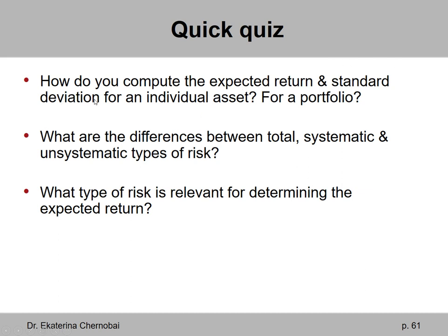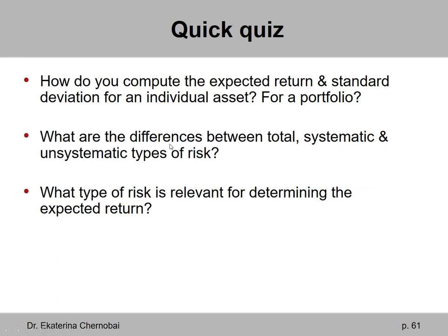The standard deviation for an individual asset is actually kind of the same thing, except where you would be multiplying the probabilities by the return in that state, you now multiply the probability by the squared difference between the return in that state and the expected return. For a portfolio, it's kind of the same thing, except you need to first calculate the portfolio return in each state. So it's a little bit more technical work involved.